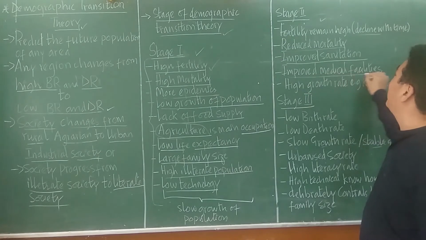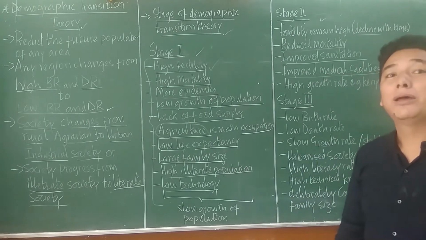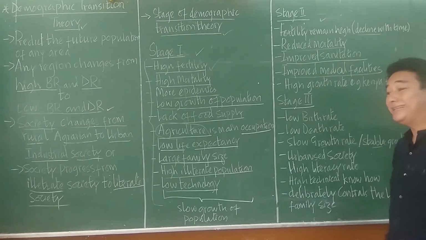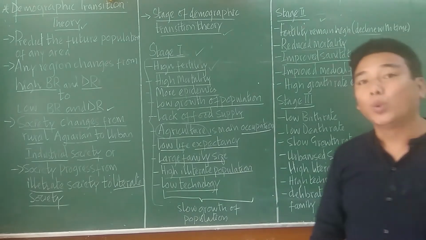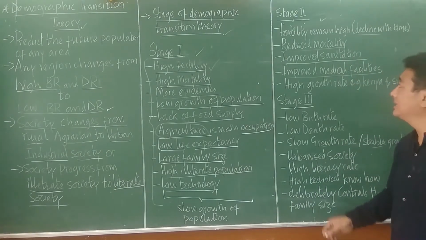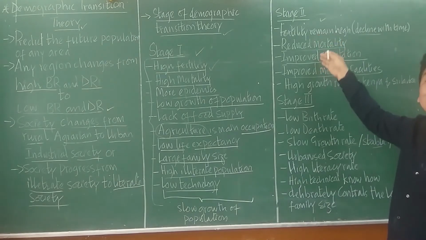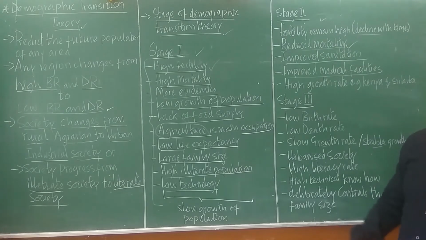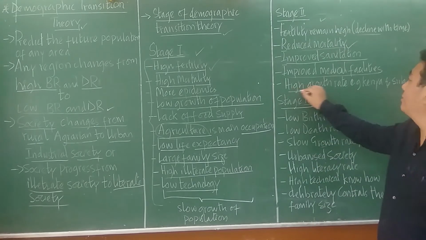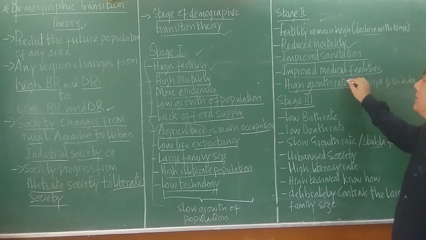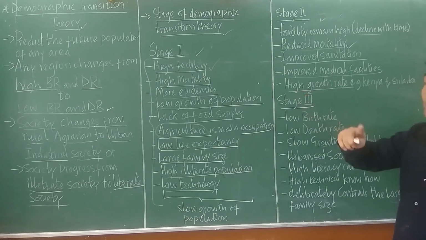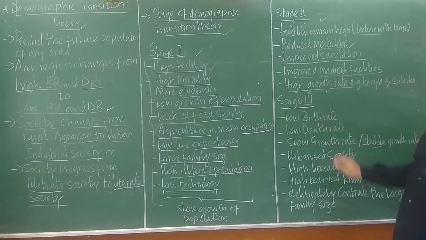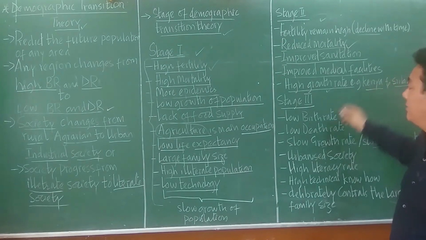Sanitation, amenities, and so on. At the same time, medical facilities, the medicine industry is playing an important role in the health sector, and because of that, in the second stage there is a reduction in the mortality rate and high growth rate. The population growth will remain high. For example, Kenya and Sri Lanka. So these are the countries.